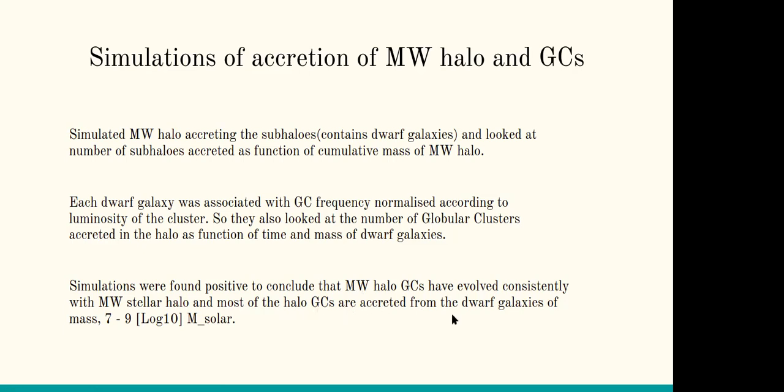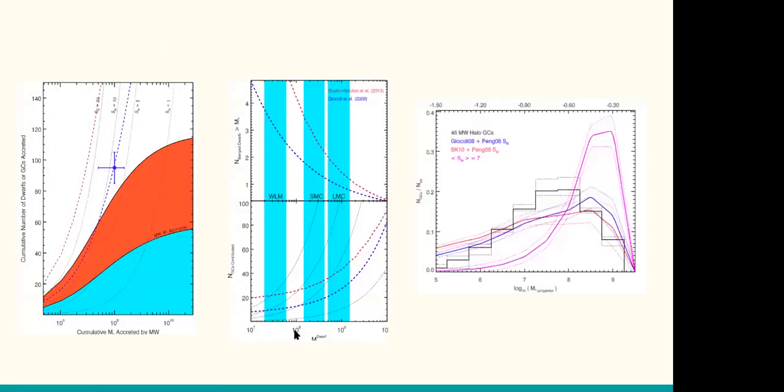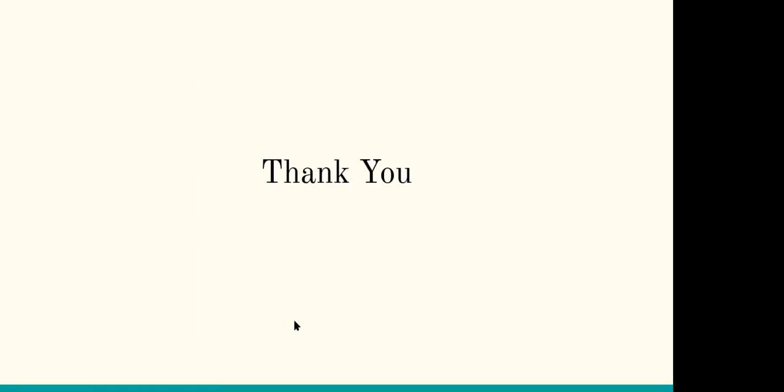Most of the globular clusters are accreted from dwarf galaxies which have a mass of the order of 10^7 to 10^9 solar masses. I have talked more about this in my term paper, and I have described these plots there, so you can look them up.